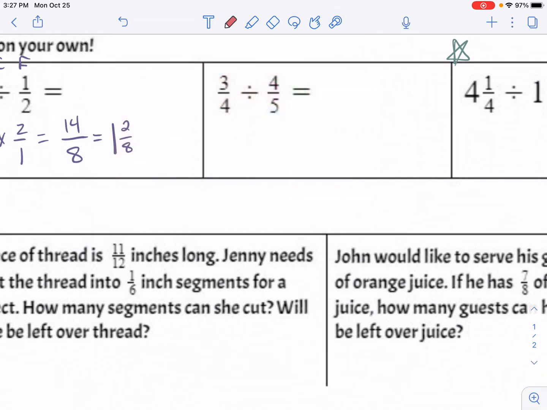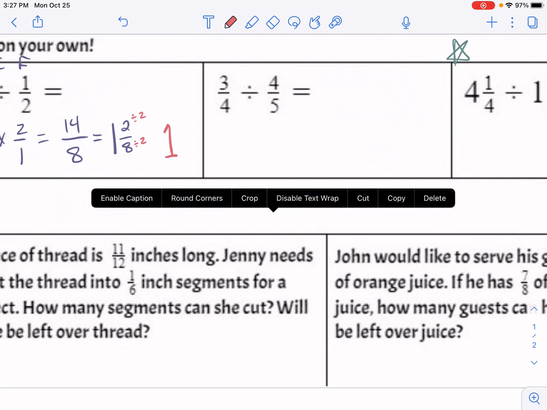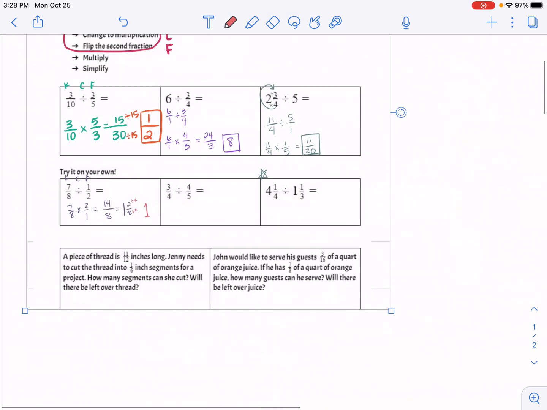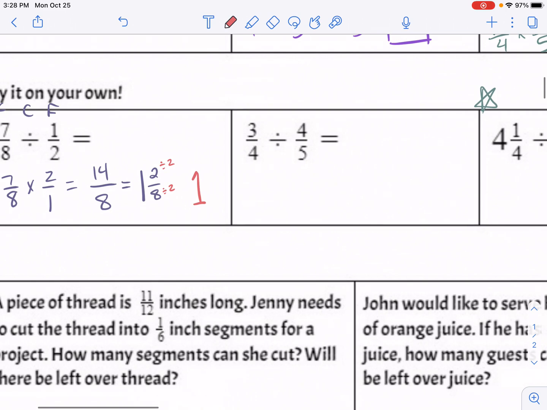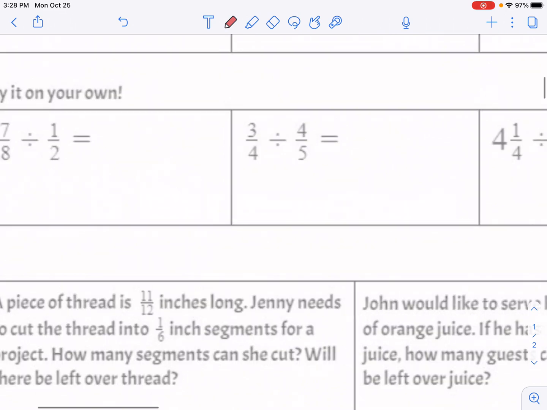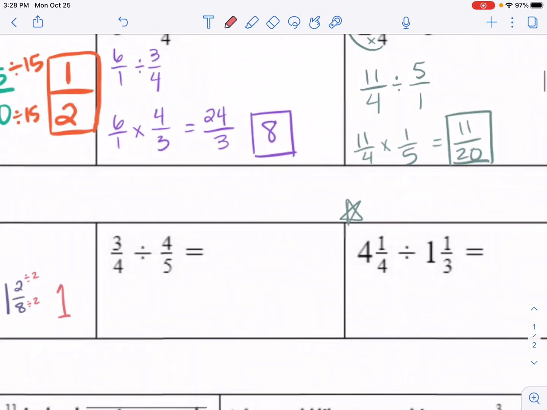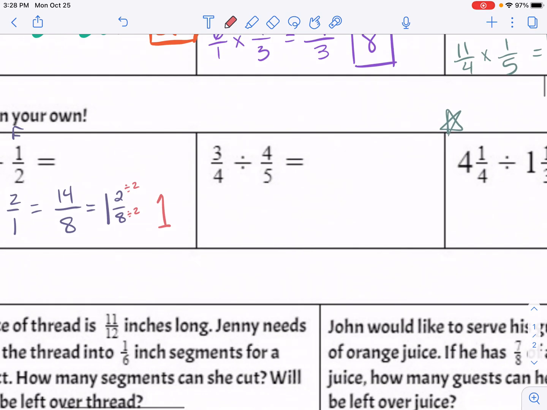So my 2/8, these can both be divided by 2. So my 1 stays the same, but my 2 divided by 2 is 1. Hold on. 2 divided by 2 is 1. 8 divided by 2 is 4. So it's 1 and 1/4.